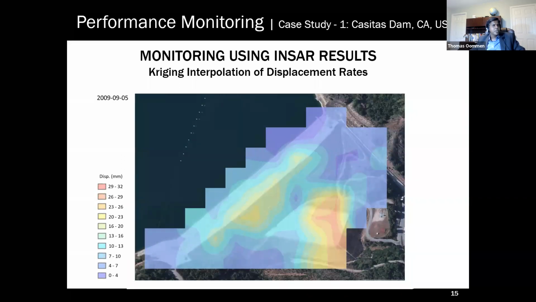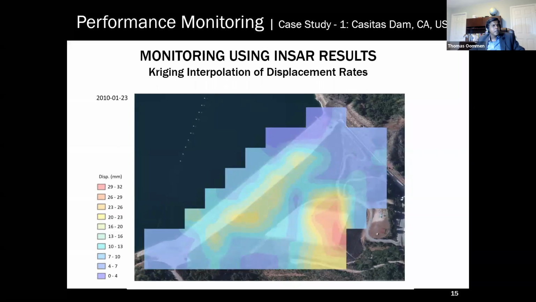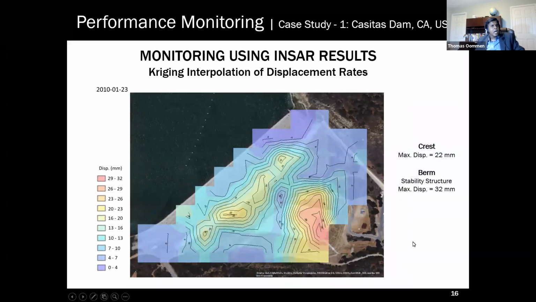By 2009, there was about 29 to 32 millimeters of movement at the berm here. Here there were about 22 millimeters, and here close to 32, and somewhat in the bottom here there were additional movements happening. So we were able to understand that these movements started here in 2005, but it looks like they are also continuing and impacting this structure.